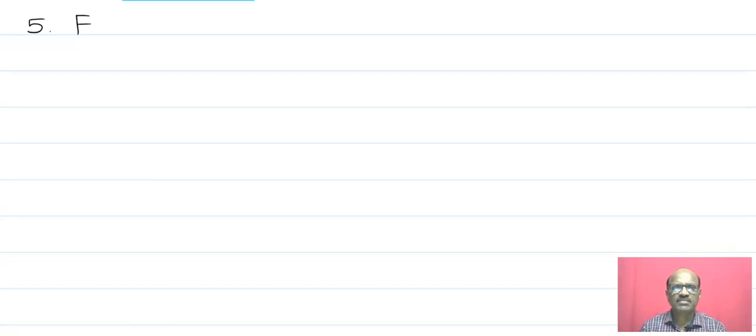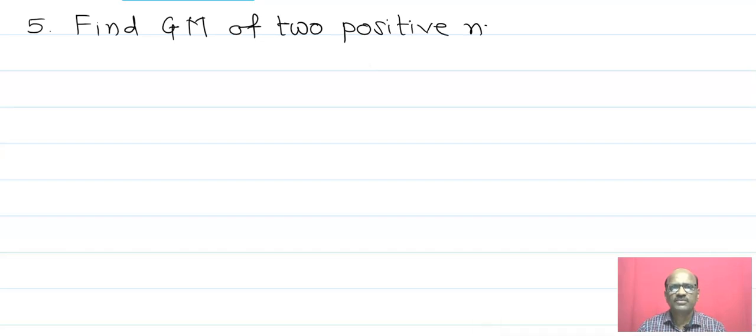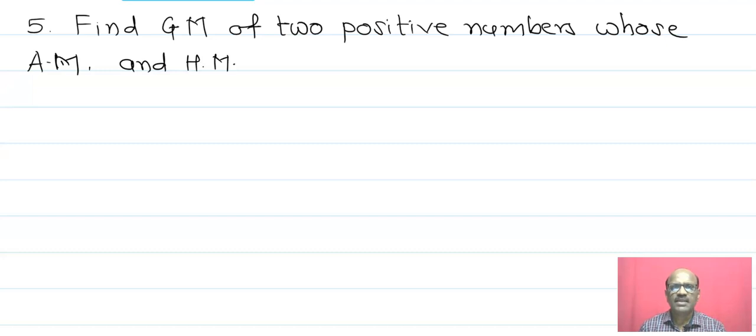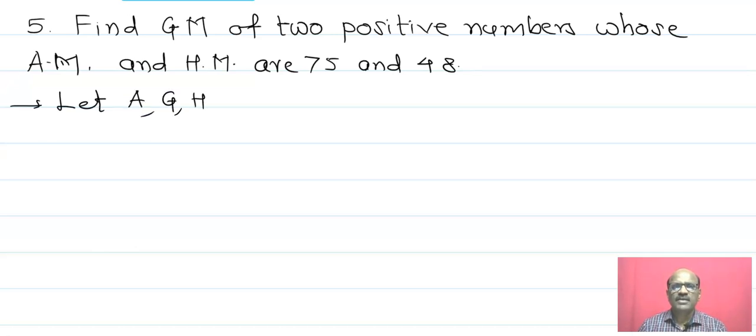Now next is number 5. Find the GM of two positive numbers whose arithmetic mean and harmonic mean are 75 and 48.